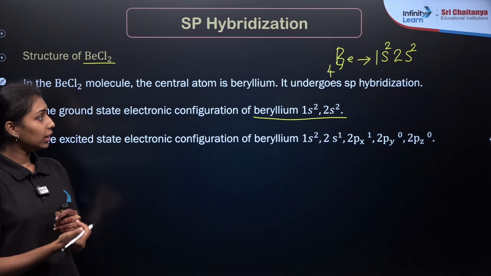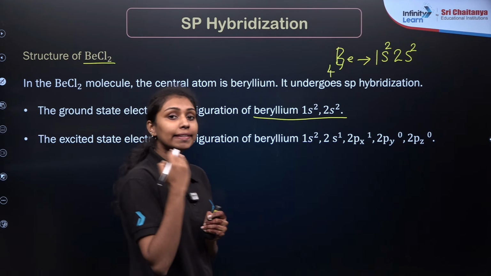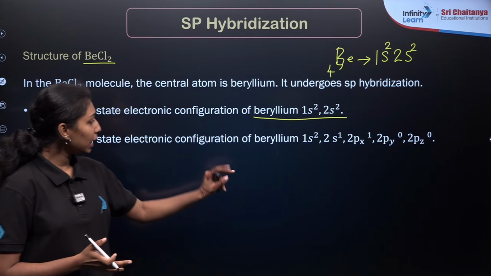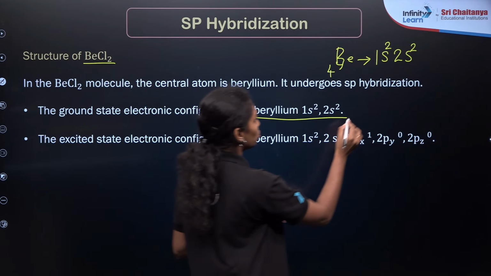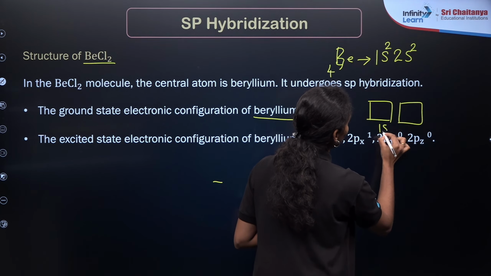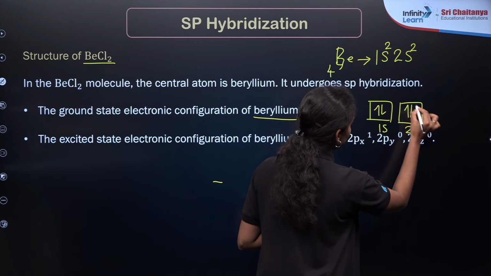While discussing the conditions for hybridization, I already mentioned one point: excitation of electrons will happen. For example, beryllium in the ground state configuration is 1s2, 2s2. Represented in boxes, this is the 1s orbital and this is the 2s orbital, with 2 electrons present in the 1s and again 2 electrons in the 2s orbital.